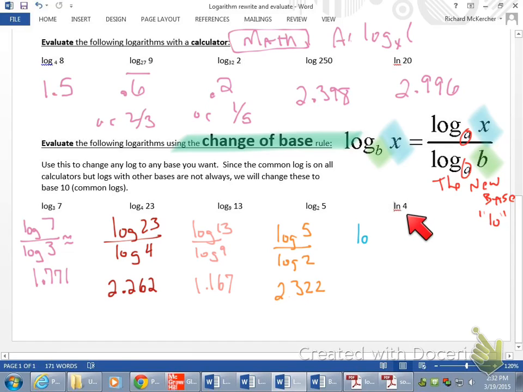And this one, even though I could type it straight in my calculator, because most calculators do have a natural log on them, again, just to be consistent, I'm going to switch it to a common log. I could say it's the common log of 4 divided by the common log of the letter E. Remember, that's Euler's number. And that ends up giving me 1.386.